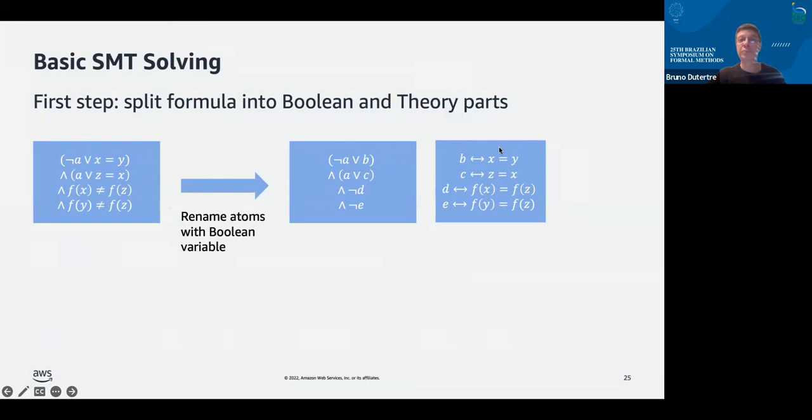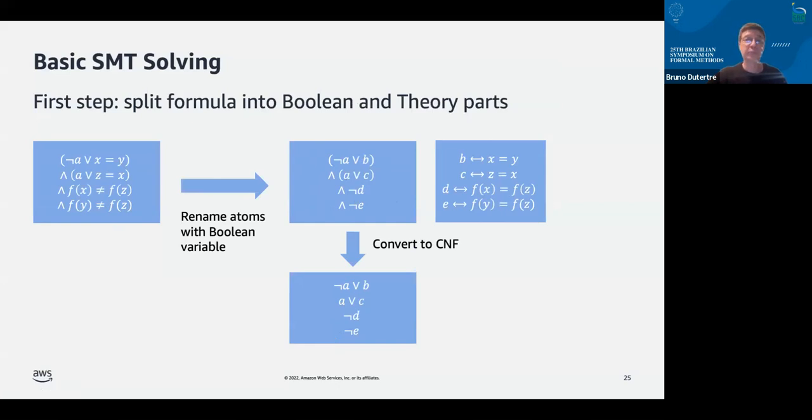And then the theory part is basically keeping track of the mapping between Boolean variables and their interpretation in the theory. So we know that B represents x equals y. We know that D represents f of x equals f of z. So in principle, here we get lucky, the formula was in CNF, but in principle, you also have to turn the Boolean part of the formula into CNF. So that's some kind of pre-processing that you have to do to separate between Boolean and theory.